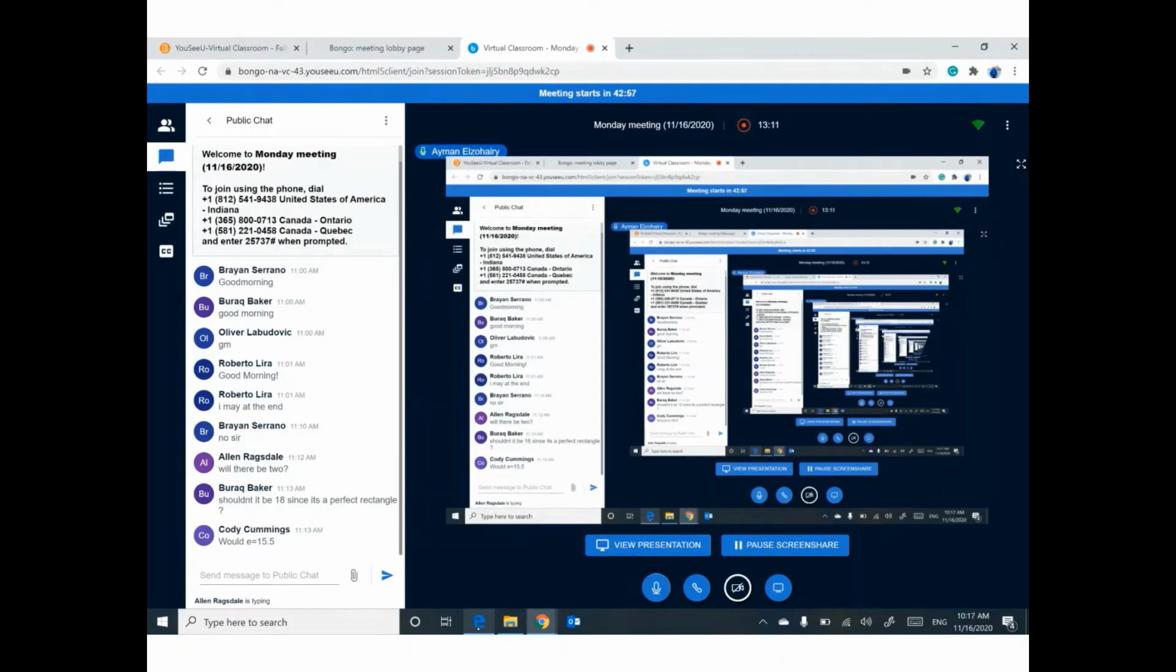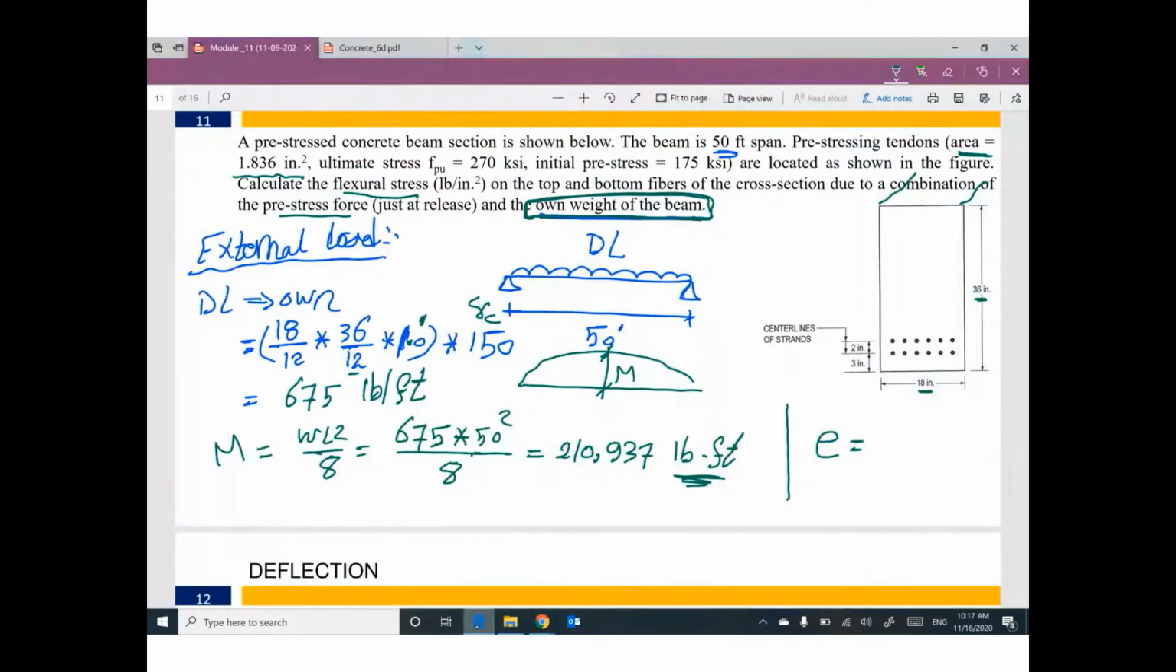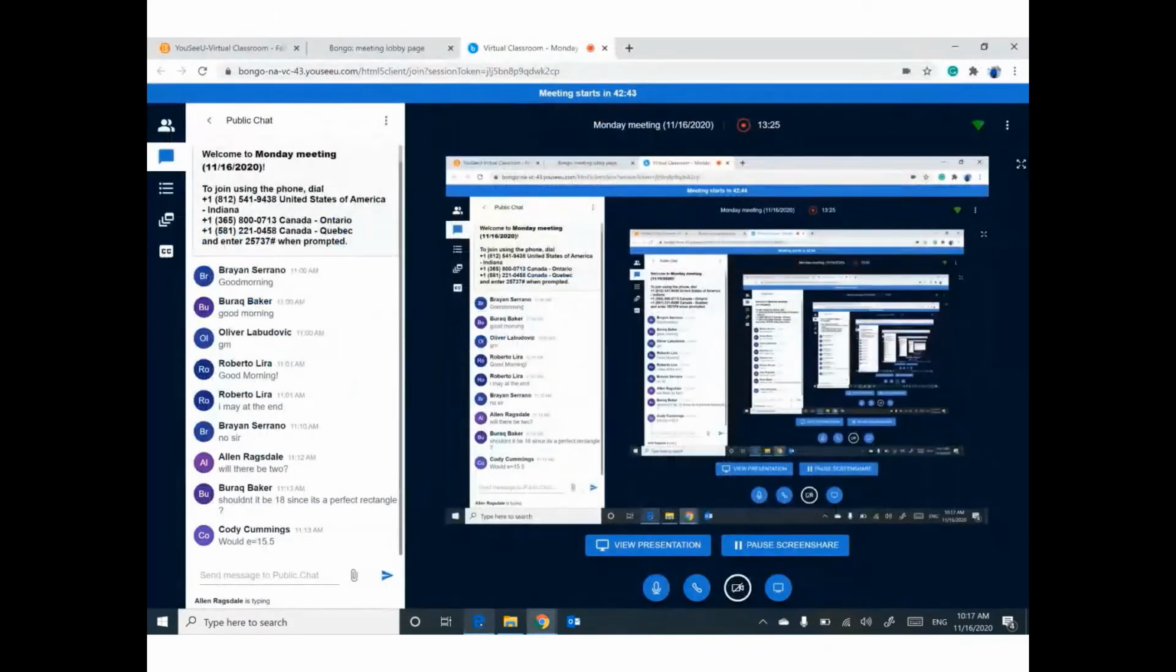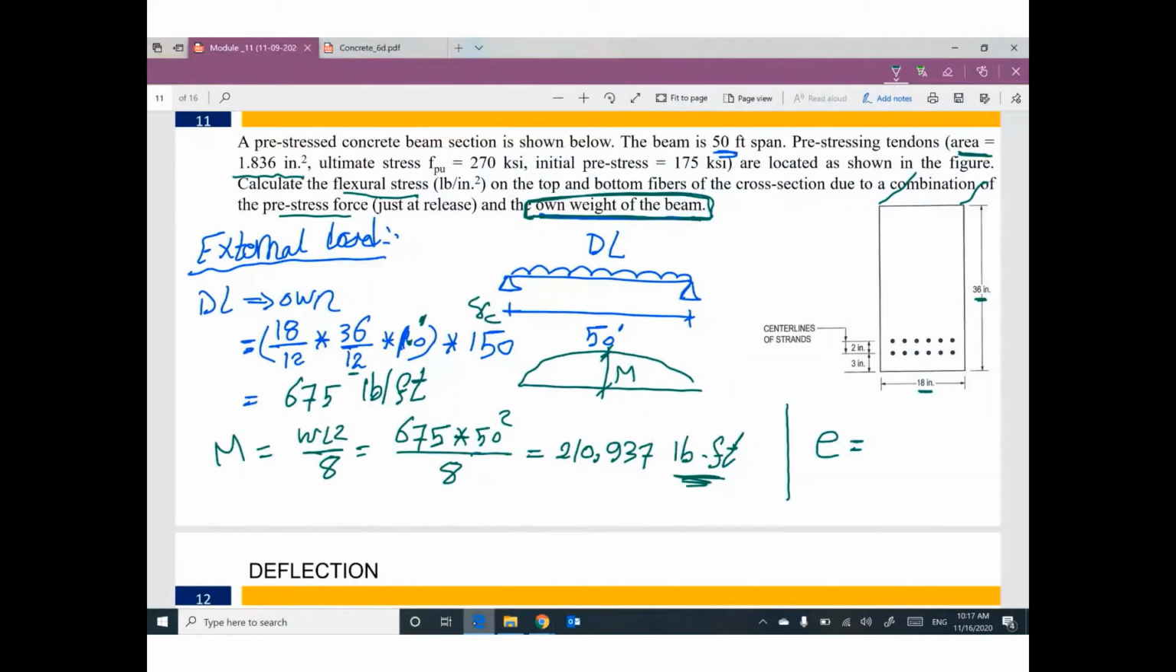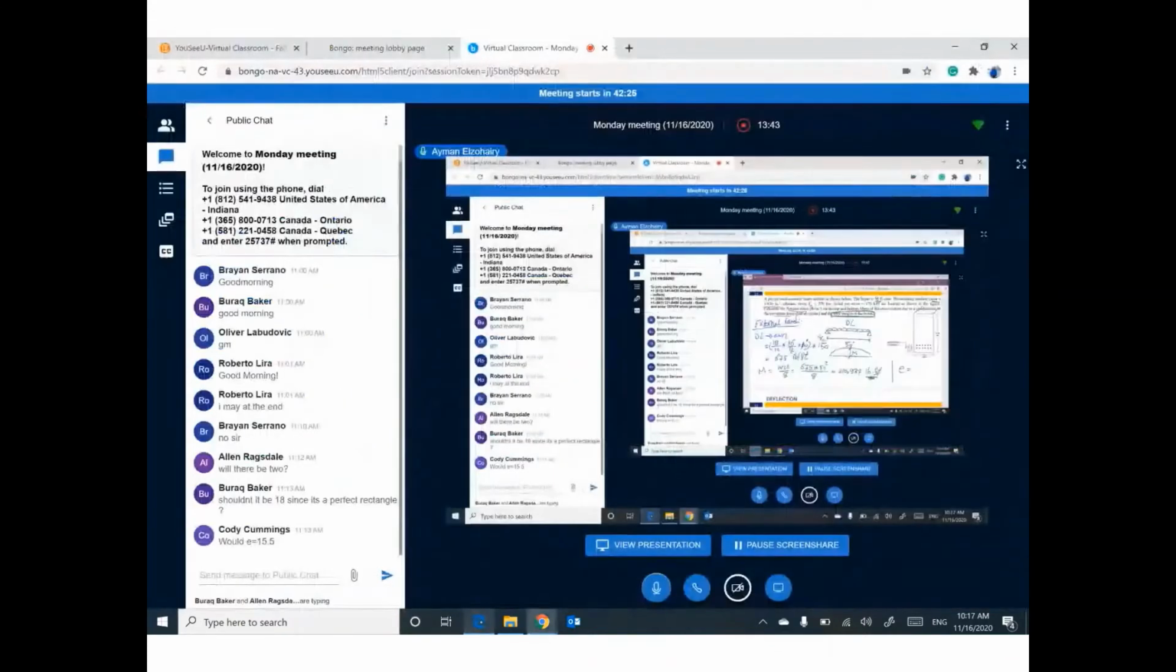No, no, Cody. Brock, your answer is wrong. 18 is wrong. It's not the eccentricity. Cody, it's not 15.5. No. Guys, it's very easy. Just put a point at the centroid of the tendons and a point at the centroid of the rectangle. And then what is the distance between the 2 points?